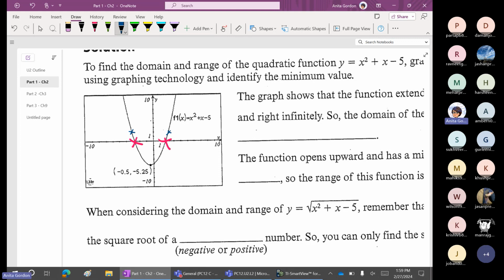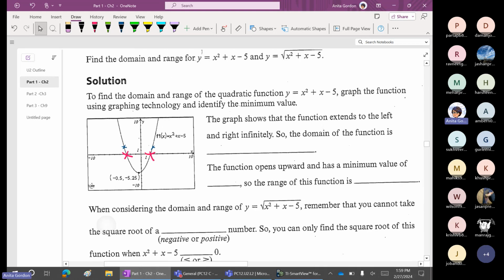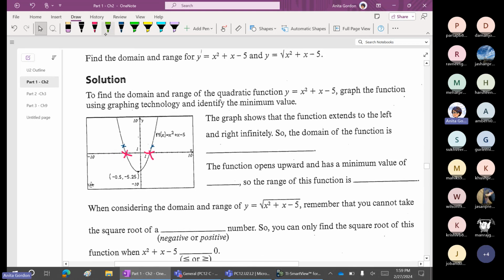Okay, so the domain of our function here, the one that's in the picture, is that x can be all real numbers. However, because this is a parabola, it has a minimum value, and it actually shows you what the minimum value is here. Our minimum value is at y equals negative 5.25.